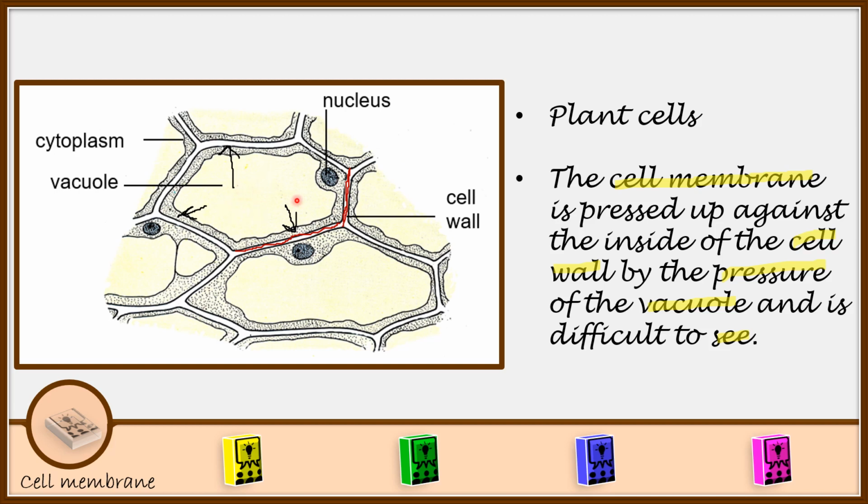So this one is our vacuole, and this layer that you are seeing here in between the cell wall and the vacuole, that is the cytoplasm. So this vacuole is exerting pressure on the cytoplasm, and then the cytoplasm will transfer that pressure to the cell membrane, which is going to be pressed against the cell wall. So it is very difficult for it to be seen because it is pressed onto the cell wall.